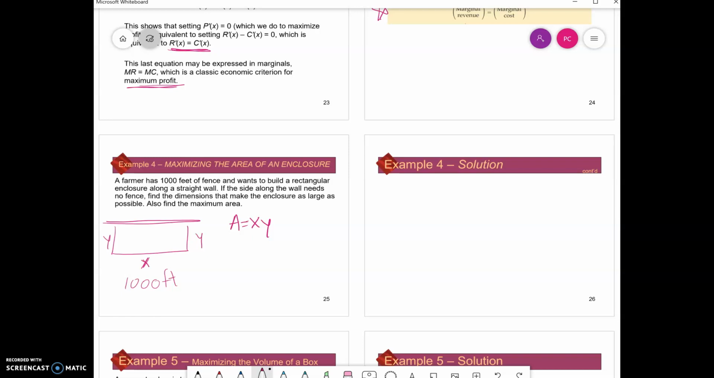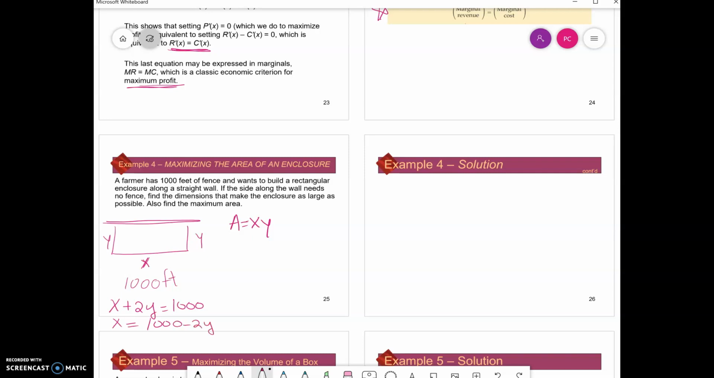So we need to come up with an equation. Well, we know that the total fencing is 1,000. So 1x plus 2y has to be equal to 1,000. We don't have a choice there. And then we can solve for one of the variables. Doesn't matter which one. I'm going to go ahead and solve for x just because it would be easier. So we have x is equal to 1,000 minus 2y.